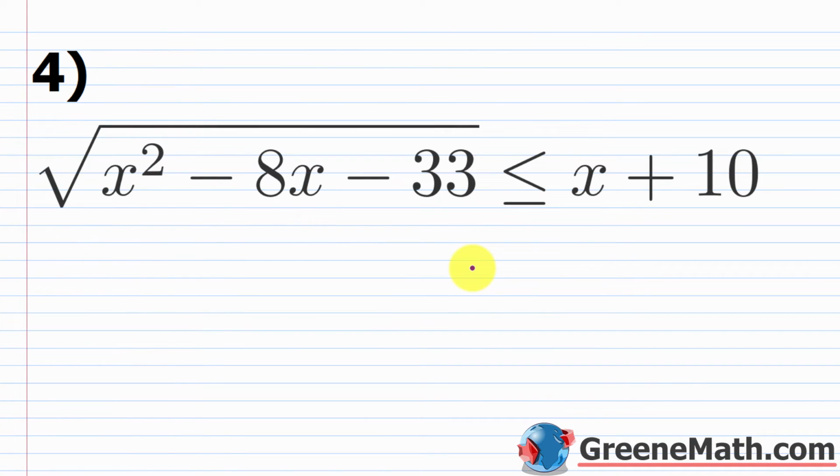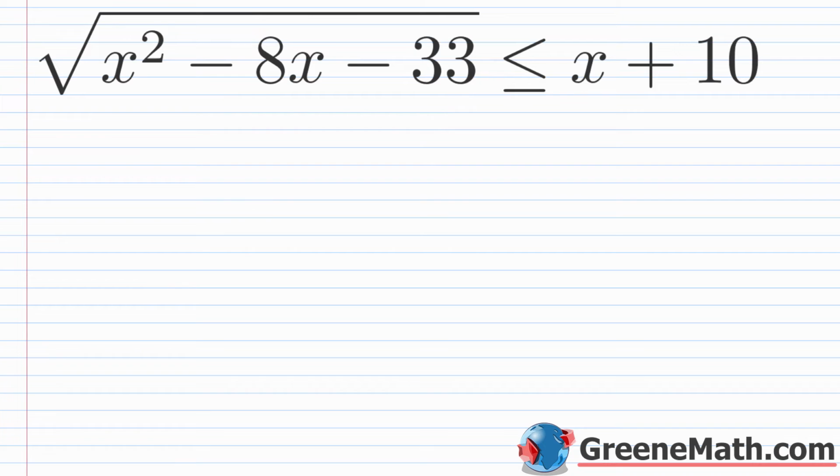All right, let's take a look at problem number 4. So here we have the square root of x squared minus 8x minus 33. This is less than or equal to x plus 10. So I'll just tell you in advance, this one's extremely tedious. So let's just go through it. Just like we've been talking about in the real number system, if you have a square root, well then your radicand needs to be non-negative. So here we have a quadratic as the radicand. So this is what makes this problem a little bit more tedious.